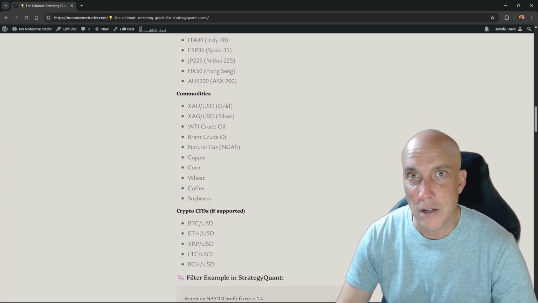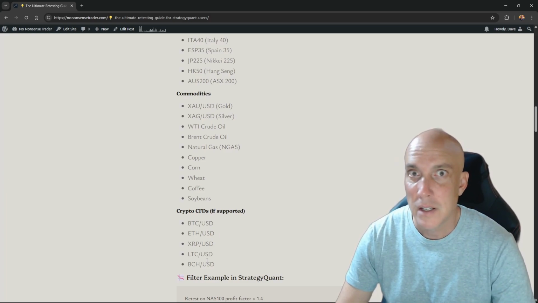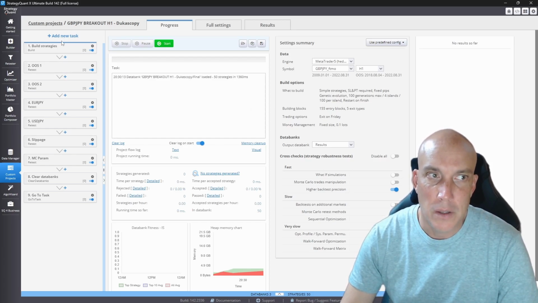Let's go in StrategyQuant and try to fill in what I'm talking about, retesting on other foreign currencies. Some people might not know what I'm talking about. All the nerdy people probably understand, but half of you probably don't. So in StrategyQuant, you build a strategy, you test it out of sample, but then you also want to test it in other markets.